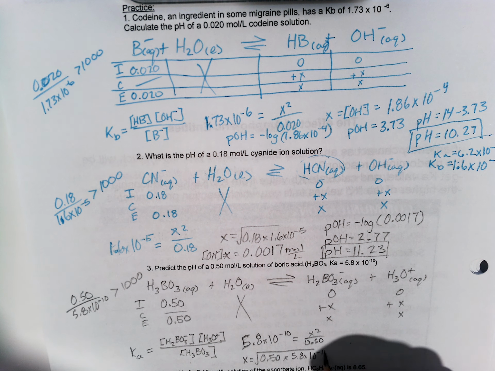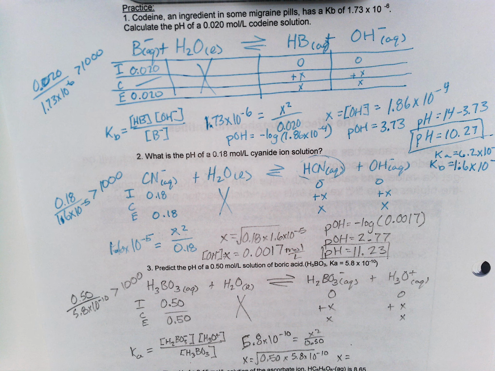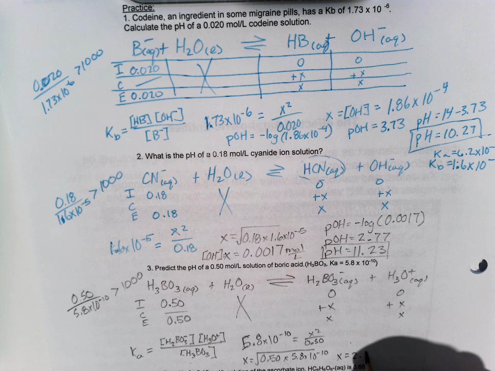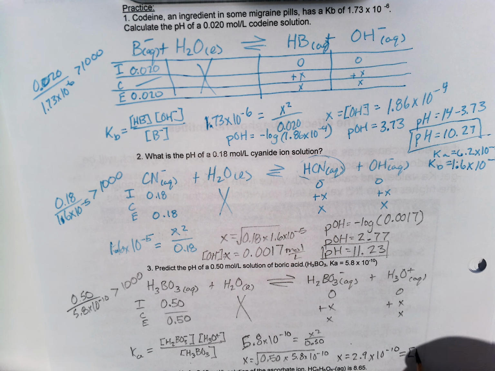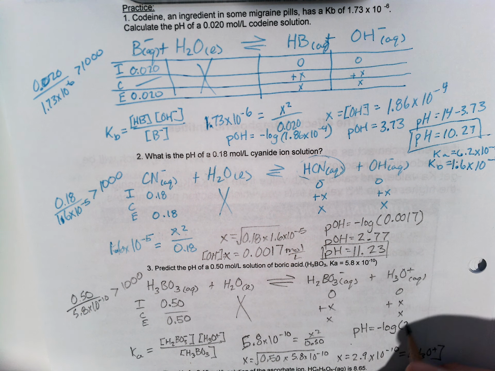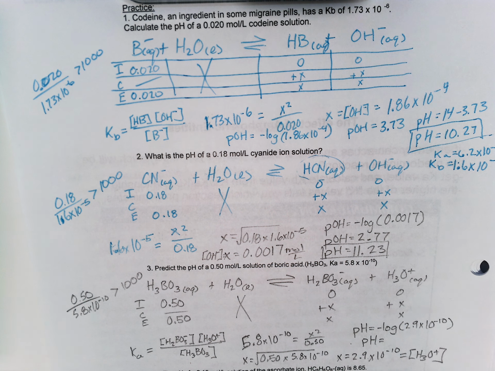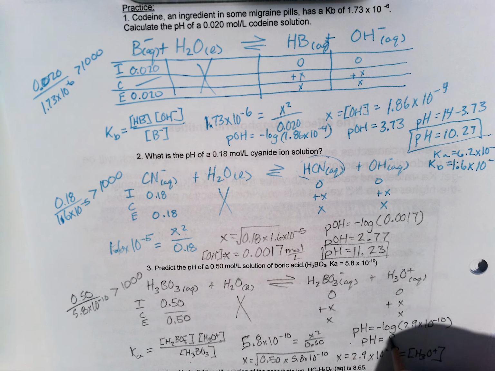Okay, so x is equal to 2.9 times 10 to the negative 10. So that is equal to our hydronium concentration. Okay, and pH is equal to the negative log of our hydronium concentration. So we put that in. So our pH is equal to 9.54, which doesn't look right.